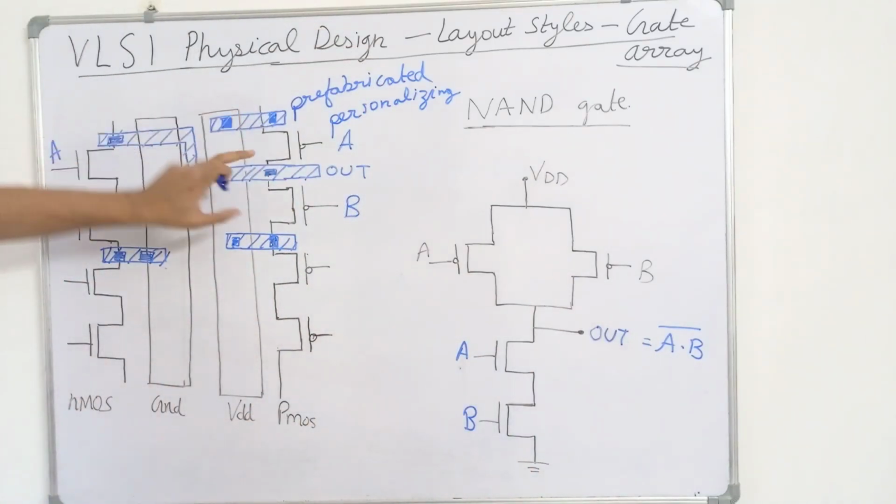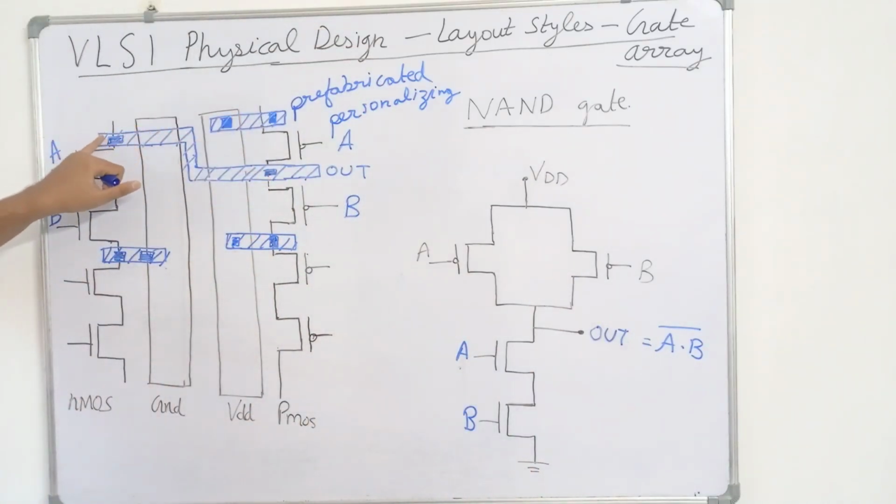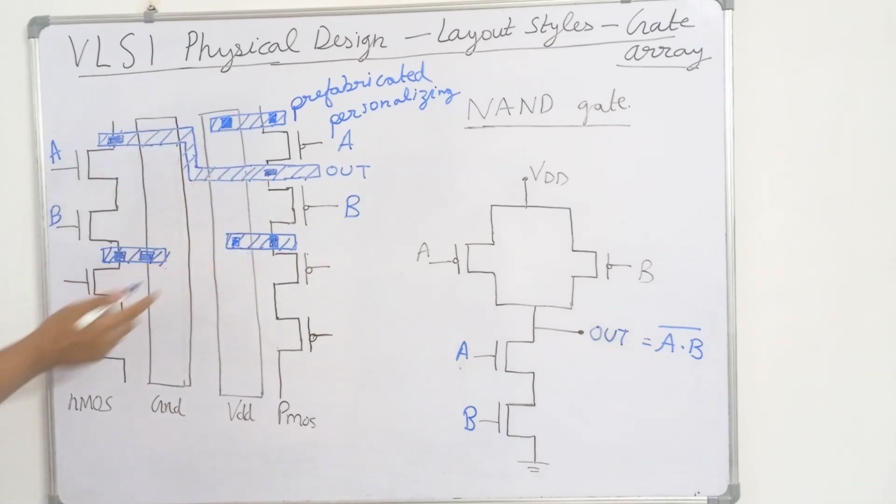The metal contact is only at this point and this point. So ground and VDD are not connected. So this is a simple design of a CMOS circuit using a gate array, and there are many gate arrays on a single wafer. So you can design even large circuits using this technique.